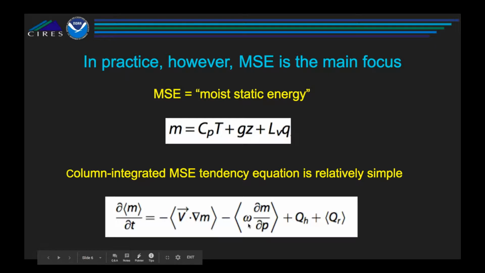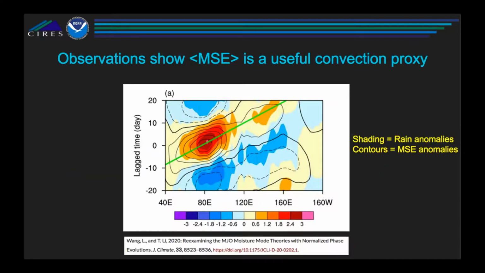So although moisture is the focus in the moisture mode paradigm, in practice, what is typically looked at from a diagnostic and theoretical sense is the moist static energy. And moist static energy is the sum of three terms, one relating to temperature, one relating to geopotential energy, and then you have a moisture term.